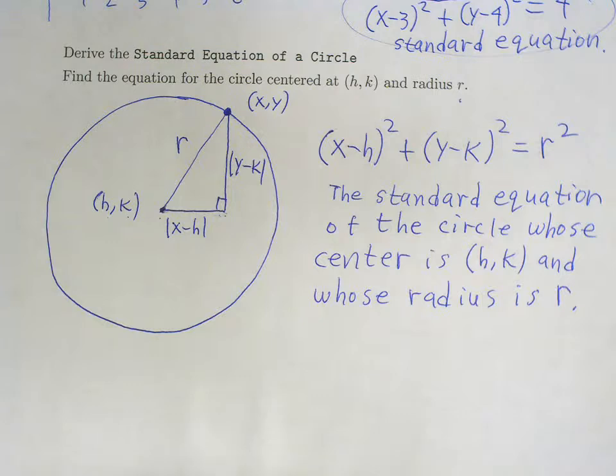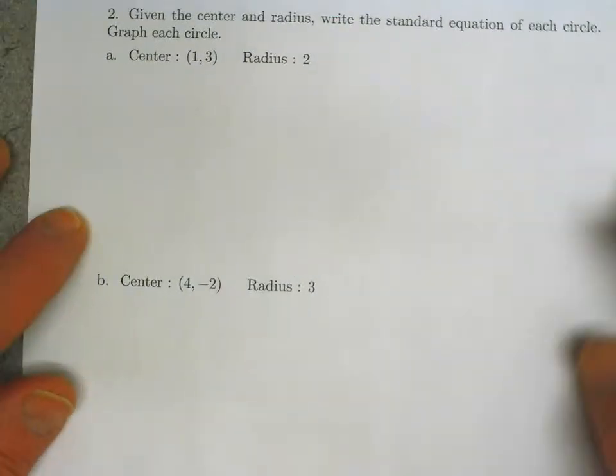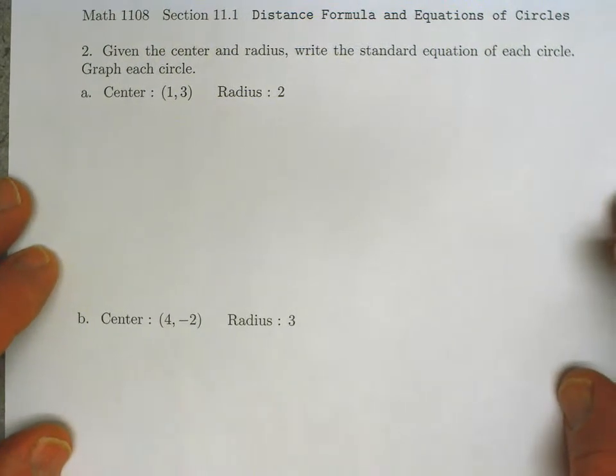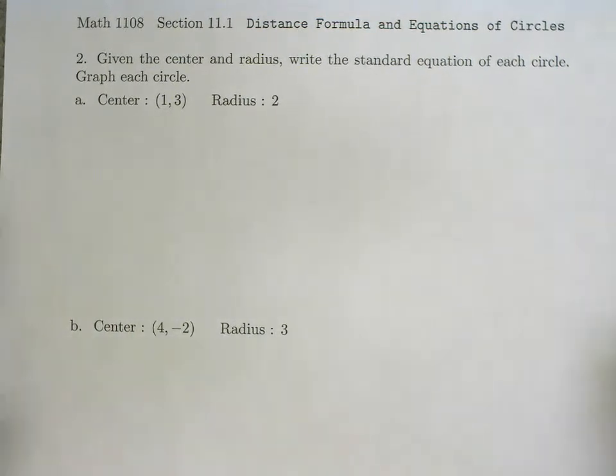Okay, we'll look at some examples. We'll be given the information about where the center is and what the radius is, and then we'll just write down the standard equation for that circle and then sketch a graph of each circle. Okay, so the exercises say, given the center and radius, write the standard equation of each circle and then graph each circle.